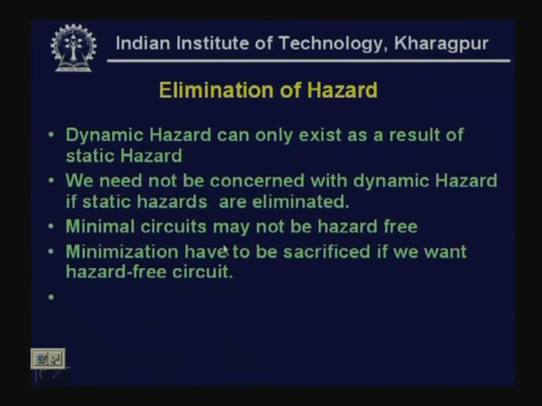Now, if we summarize the hazard cover by K map, then what we get is that the minimal circuits may not be hazard free. As in the example we have taken, the minimization has to be sacrificed if we want hazard free circuits. That means in real life, if we want a reliable circuit, which is not giving any hazards or not producing any glitch at its output, then sometimes we intentionally introduce some redundant implicant to overcome the hazards and get a more reliable circuit. And by using this Karnaugh map we can easily include this redundant implicant.